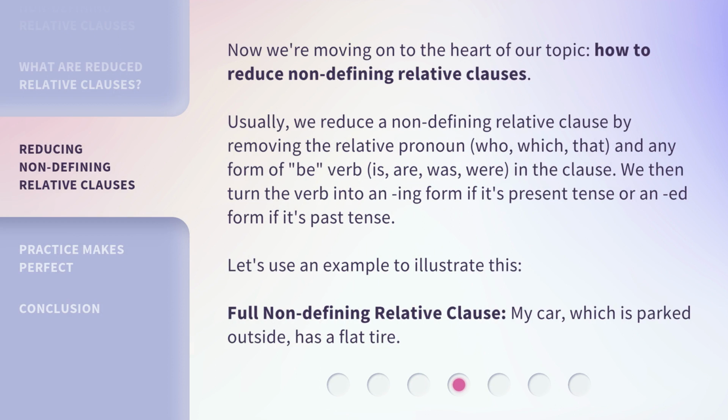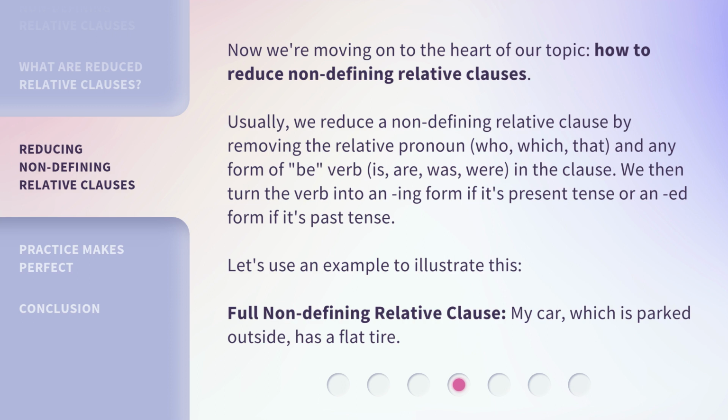Now we're moving on to the heart of our topic: how to reduce non-defining relative clauses. Usually, we reduce a non-defining relative clause by removing the relative pronoun, who, which, or that, and any form of the be verb, is, are, was, were, in the clause. We then turn the verb into an -ing form if it's present tense or an -ed form if it's past tense. Let's use an example to illustrate this.